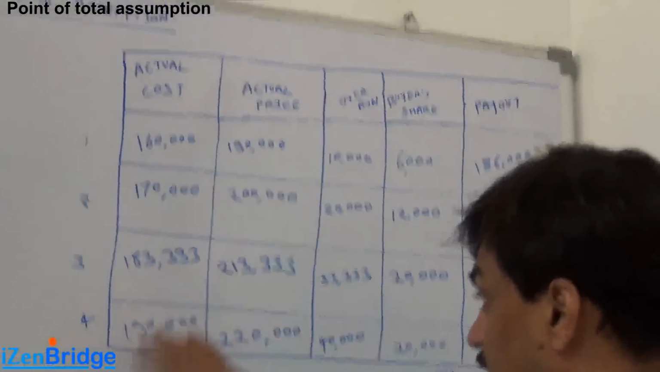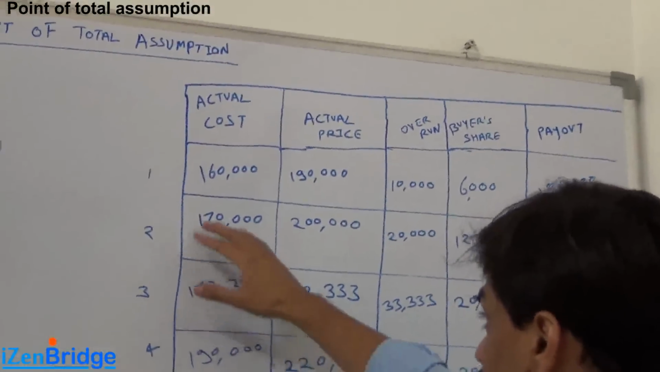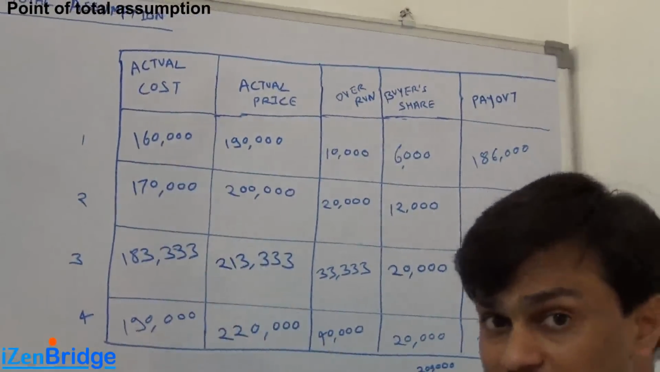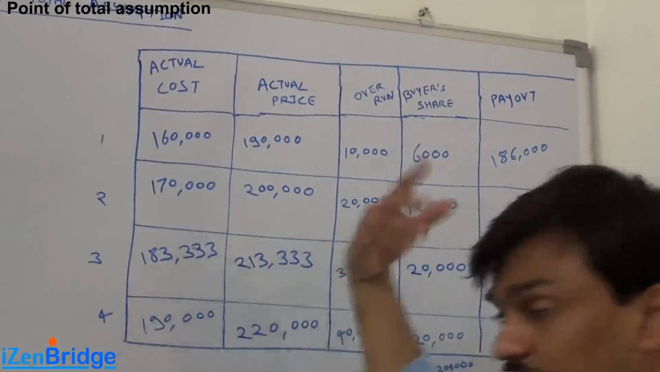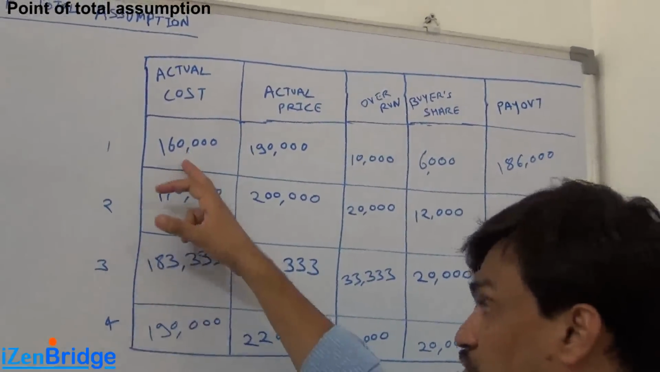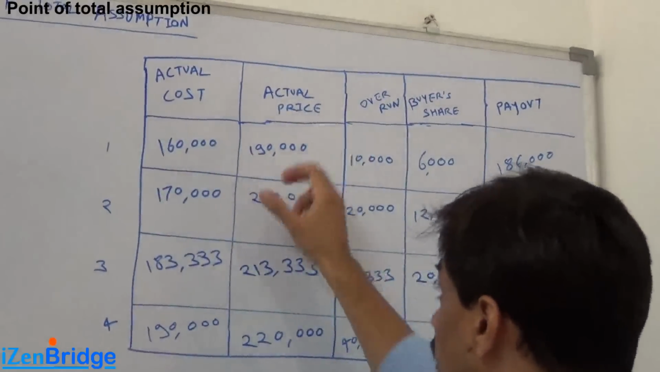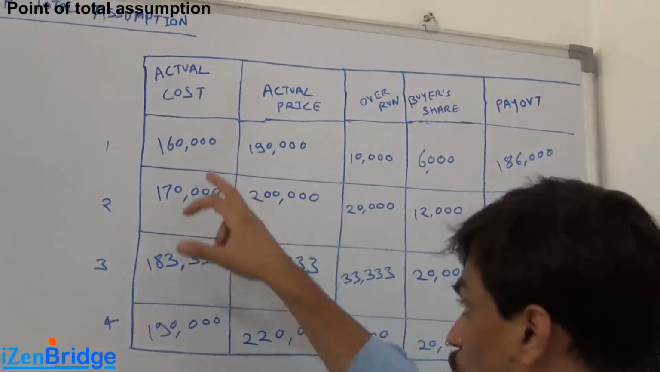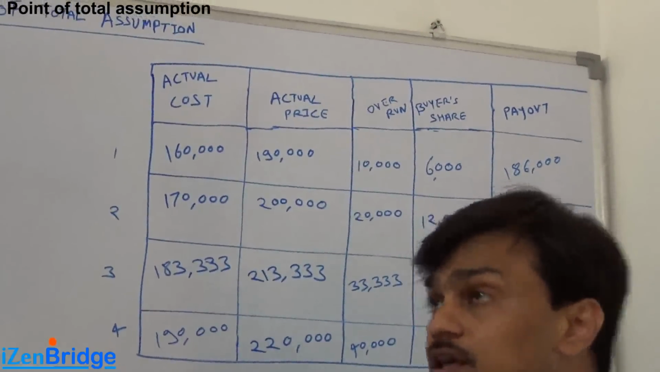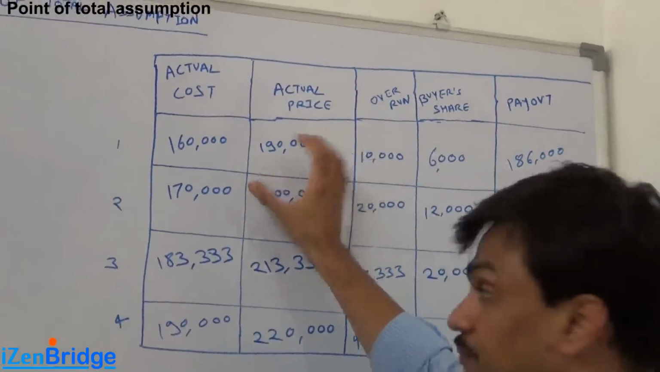Now here I have created 4 scenarios. The first scenario is, the first column is talking about actual cost. So our target cost was 150,000, but what if the seller ends up spending 160,000? The second column is actual price. So actual cost plus 30,000, which is my target fee, makes the actual price.